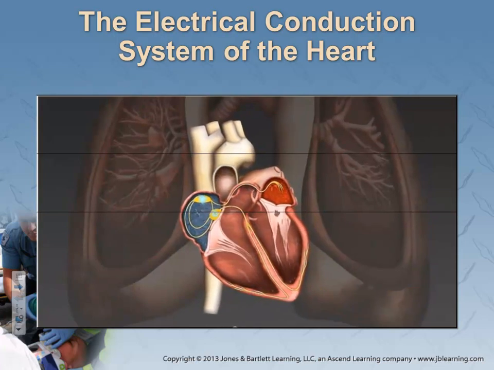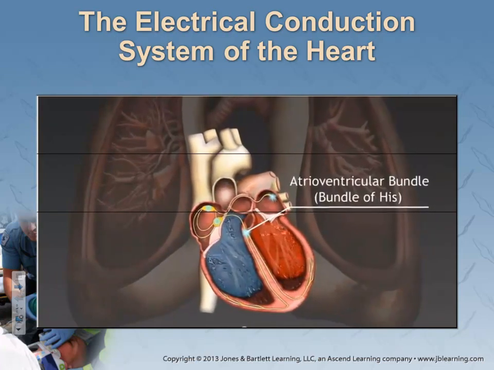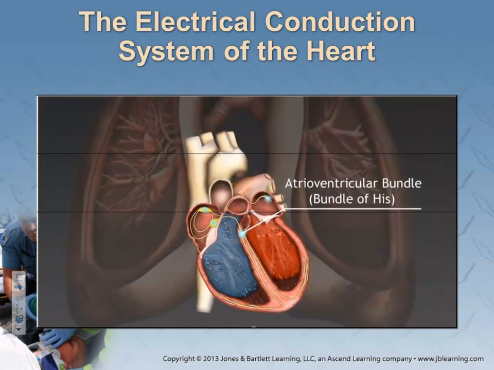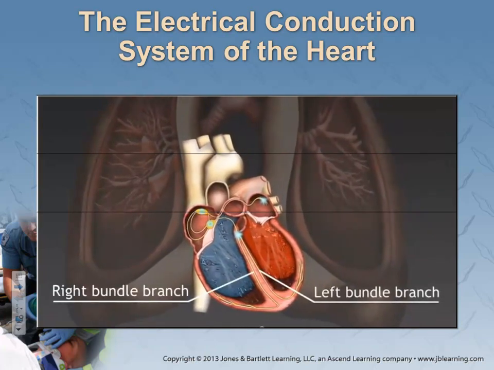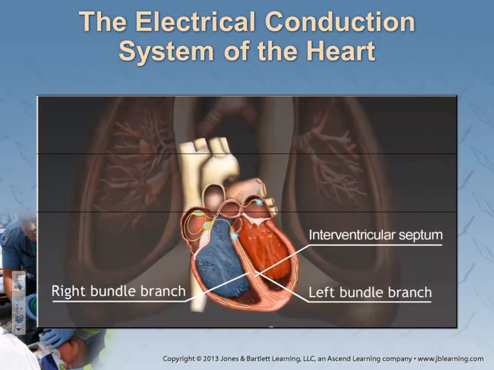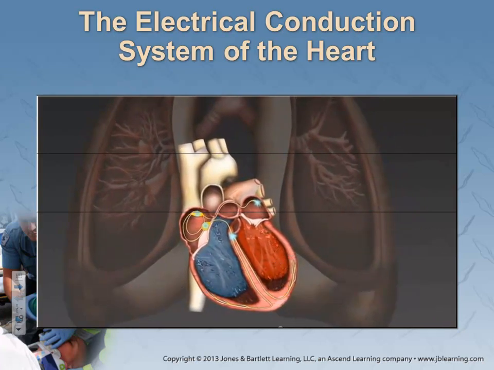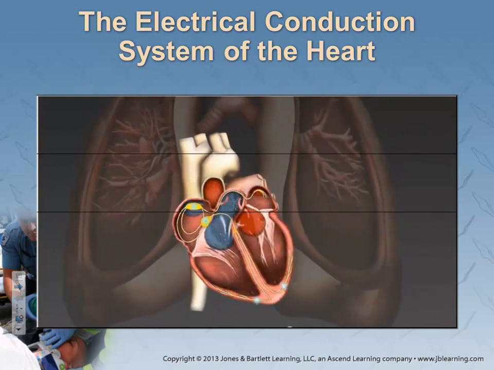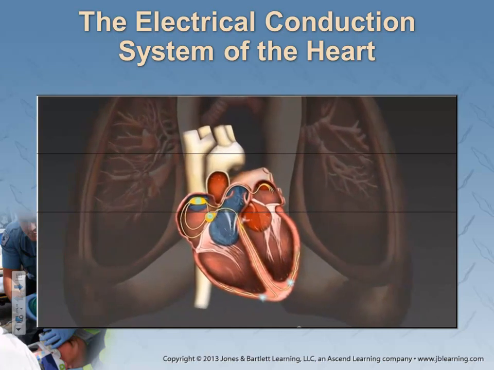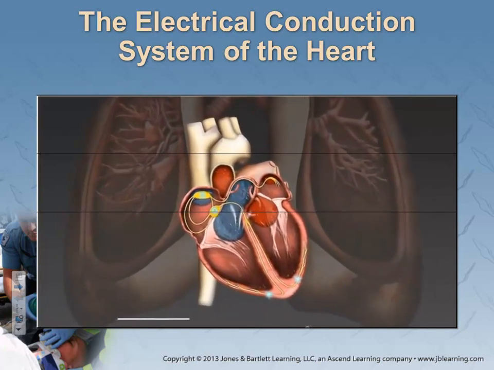The impulse travels along the bundle of His, where the conducting pathways divide in two, forming the left and right bundle branches, which lie in the interventricular septum. From the bundle branches, the impulse spreads into the inner walls of the ventricles via specialized conducting fibers, called Purkinje fibers.